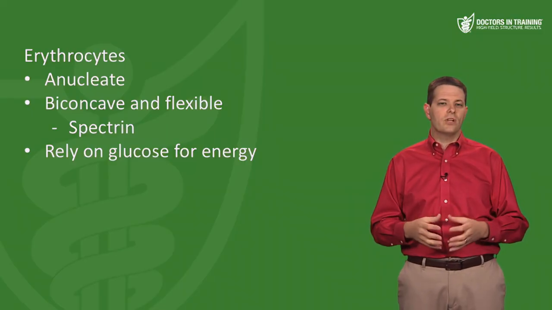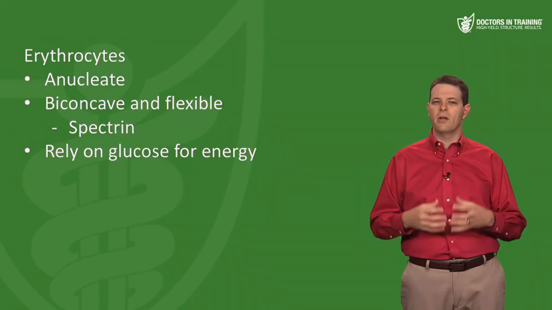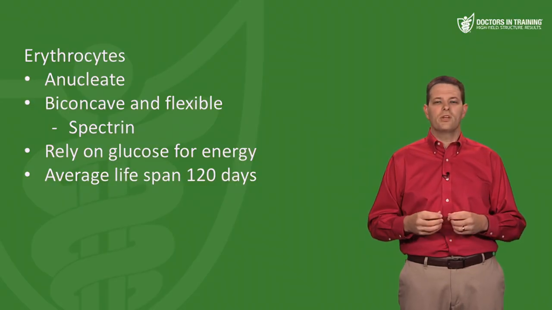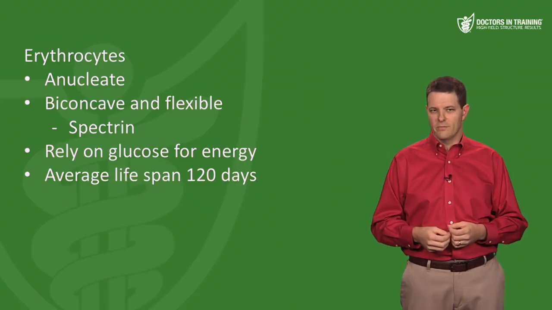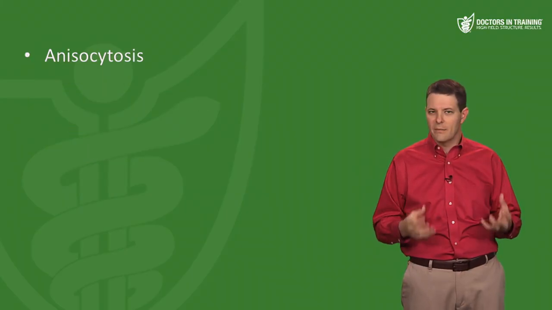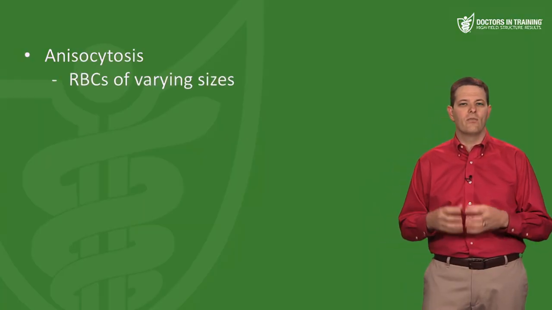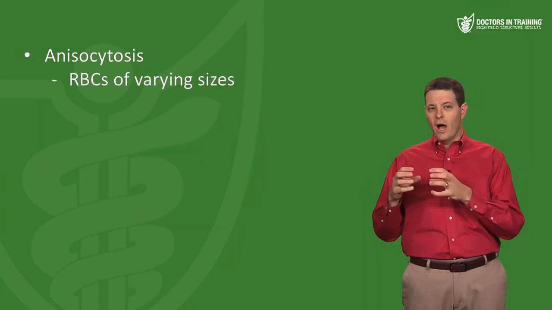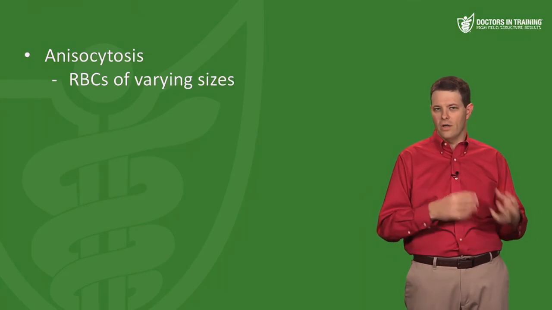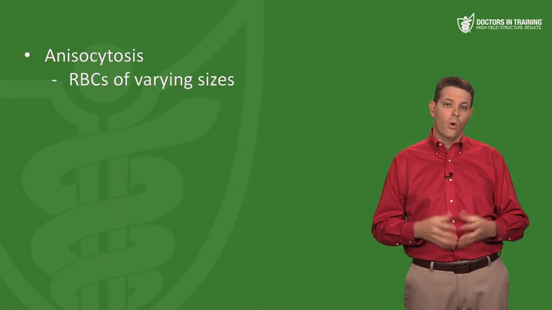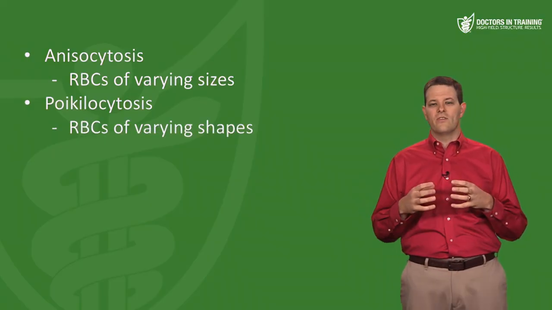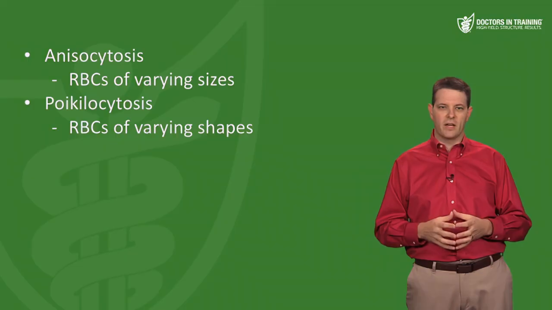You should also know that the average lifespan of a normal, healthy, mature red cell is about 120 days. That's potentially testable. You also need to be familiar with the special vocabulary used to describe red cells. So if a pathologist looks at a peripheral smear and says there's anisocytosis, what does that mean? Anisocytosis means you have red cells of varying sizes. So iso means same. So anisocytosis means the cells are not all the same size, which is abnormal. Or the pathologist might report that there's poikilocytosis. Poikilocytosis means you have cells of varying shapes. We'll get to all those weird shapes in a second.